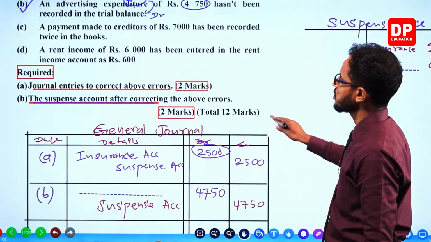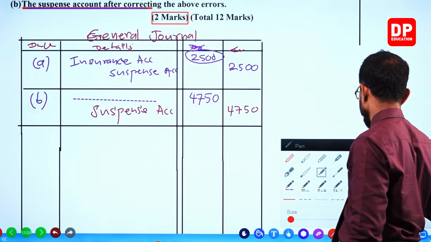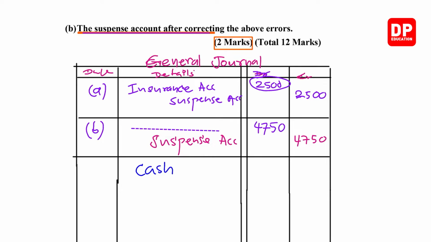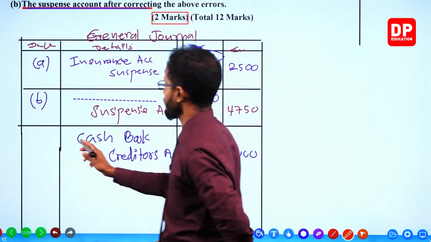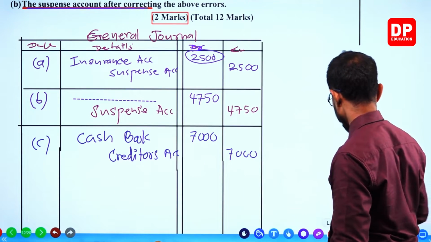Payment made to creditors. There is no suspense account there. Cash book debit, creditors account credit. Done. That is C. No suspense account there. Okay.